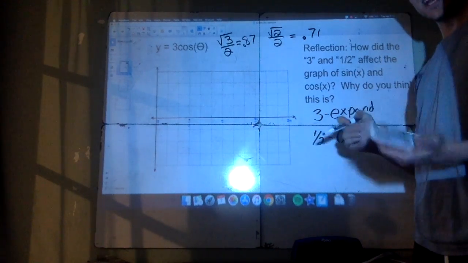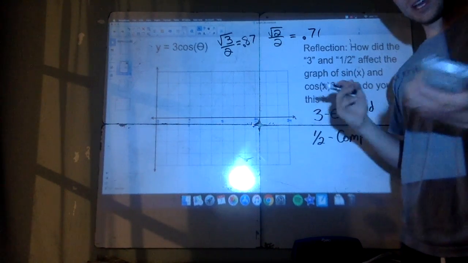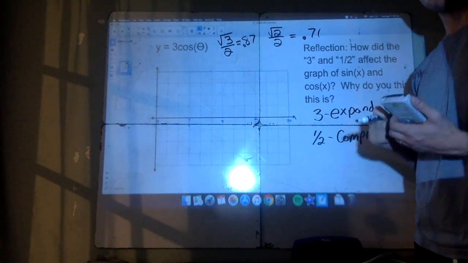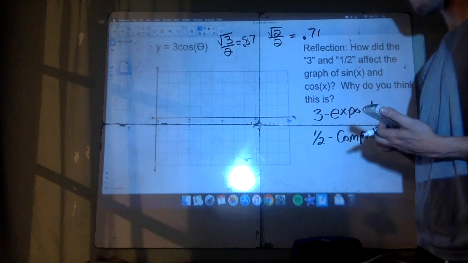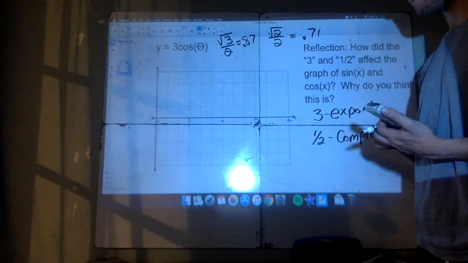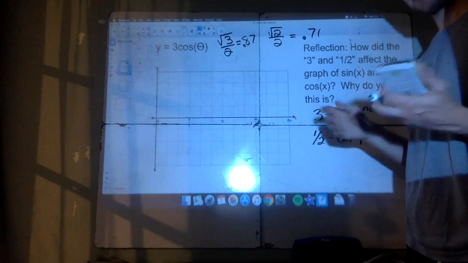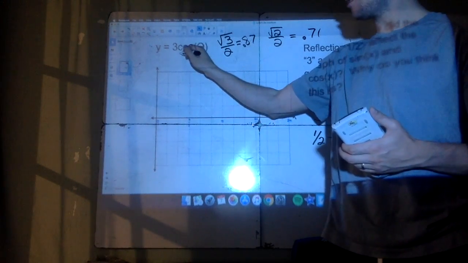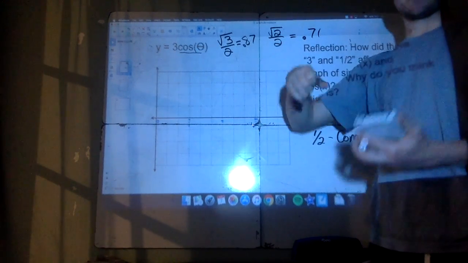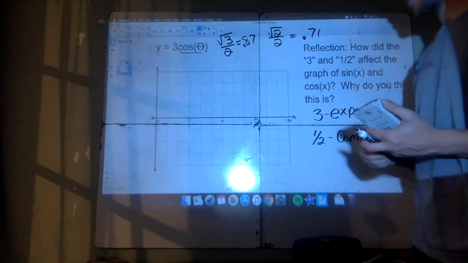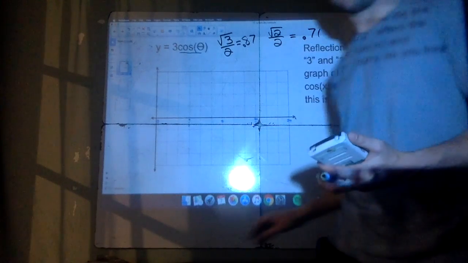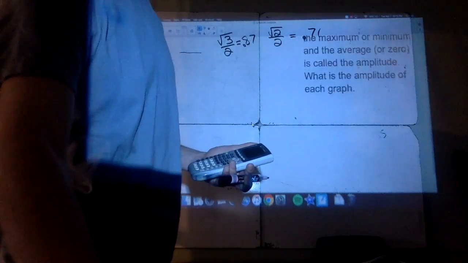Why do you think this is? I want you just to take maybe 10 seconds to think of what is this 3 and 1/2 doing to the graph? The way I think about it is I think every value here, every value of cosine of theta is multiplying by that 3. That's why it's stretching by 3. You could have a different way of thinking about it. That would be A-OK.